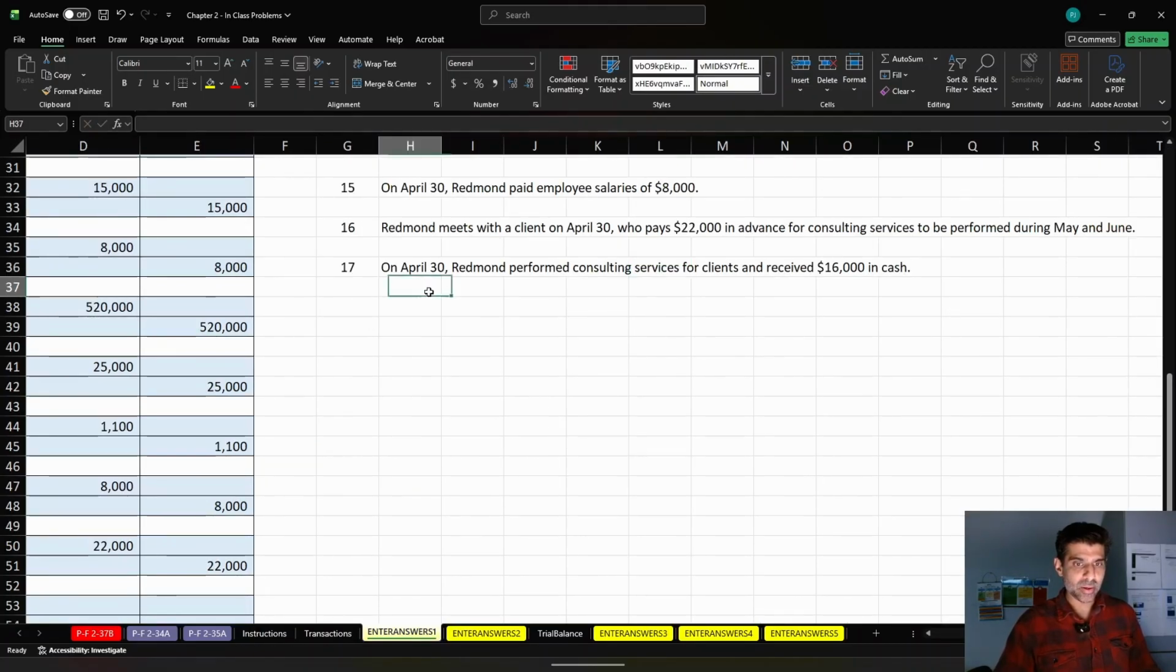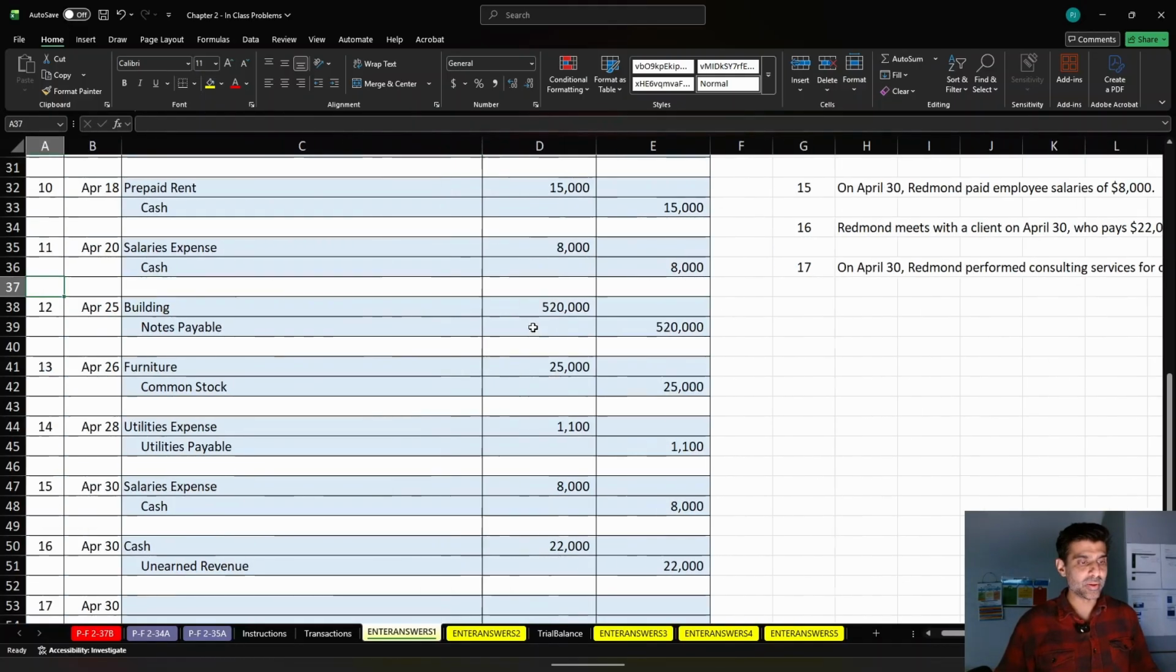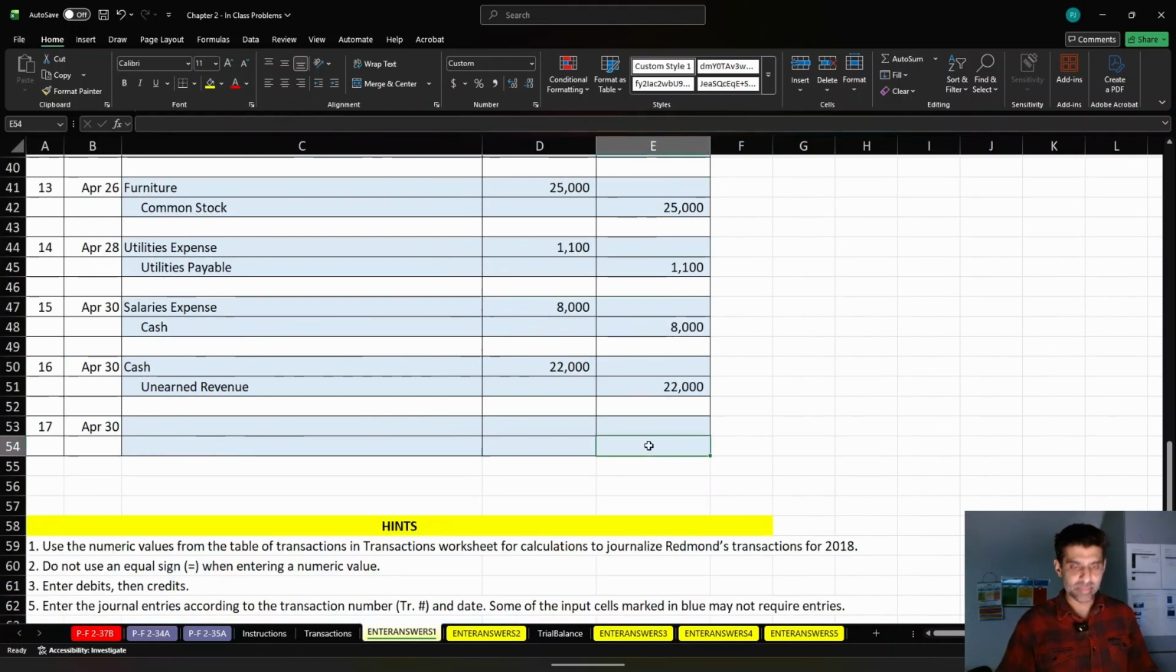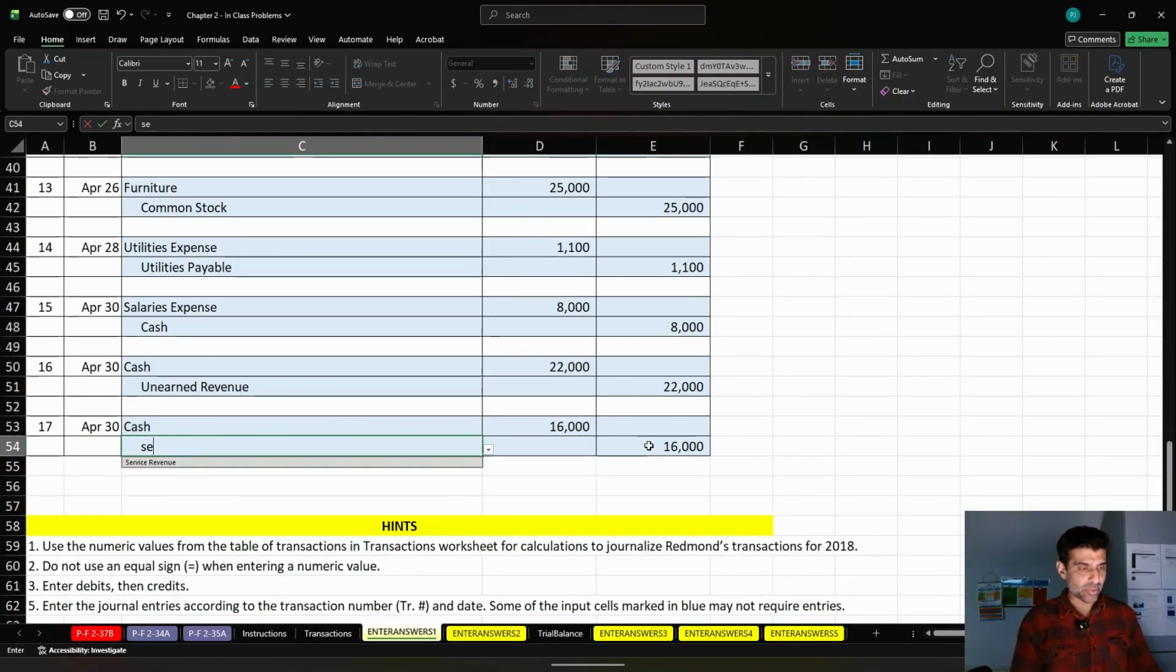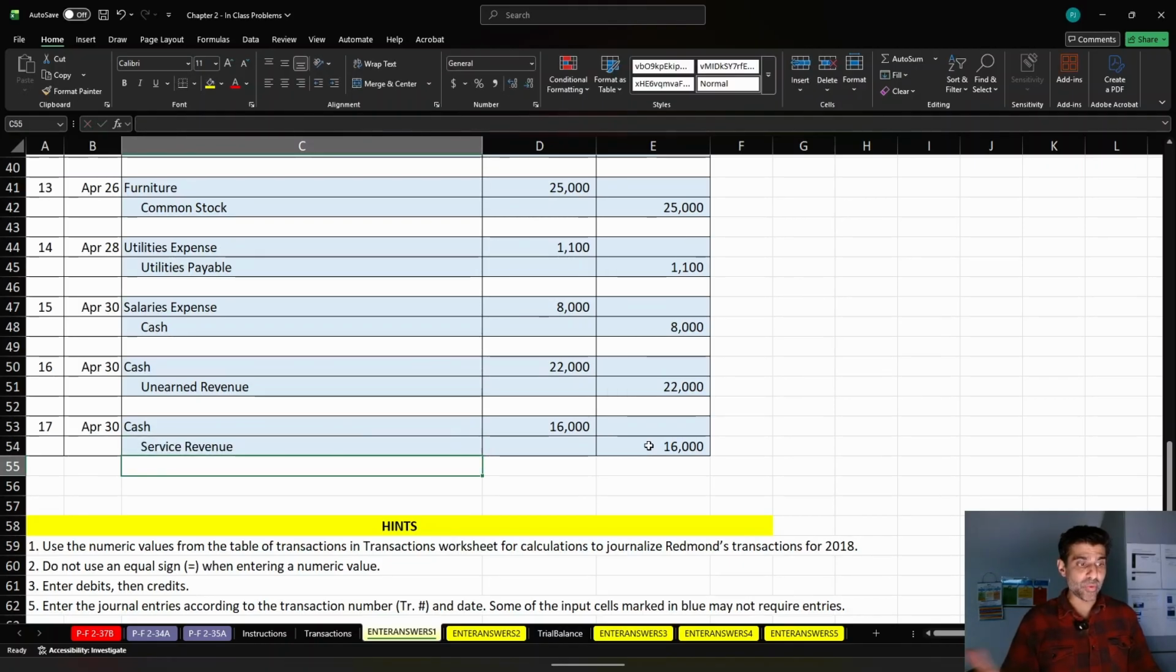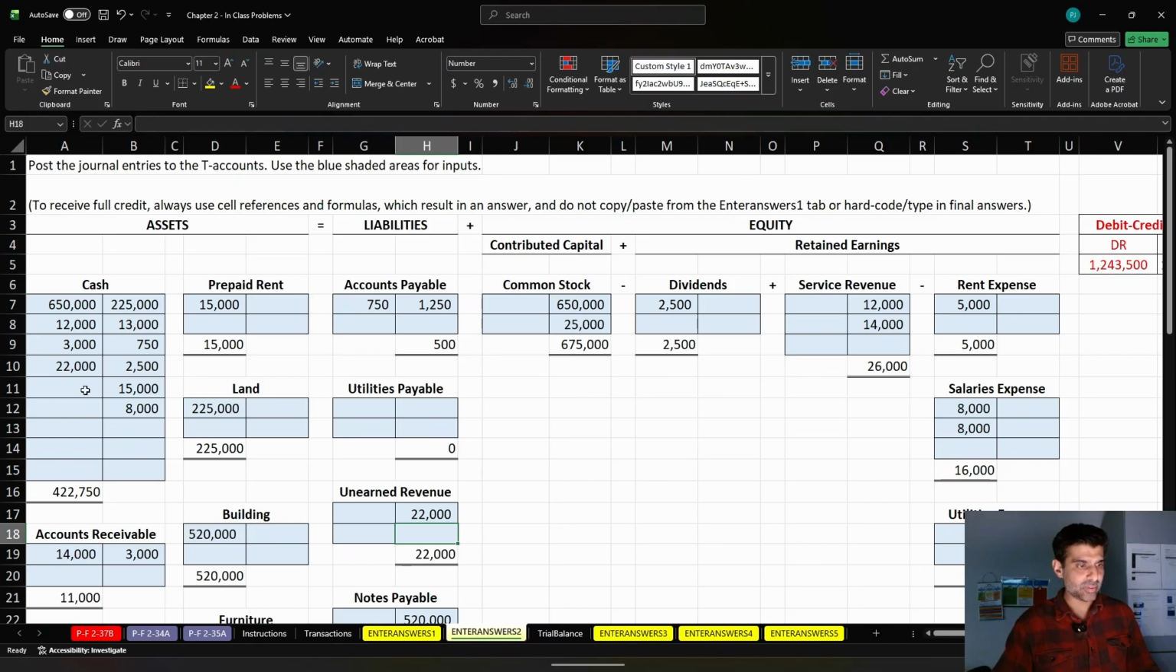And then the last one. We performed. This is a pretty simple one. We're just receiving cash for services performed. I think we've seen that already several times. The amount is 16,000. We're receiving cash, and it's for services performed. So we've earned this revenue. I'll post this now, 16,000 cash, and then service revenue, 16,000.